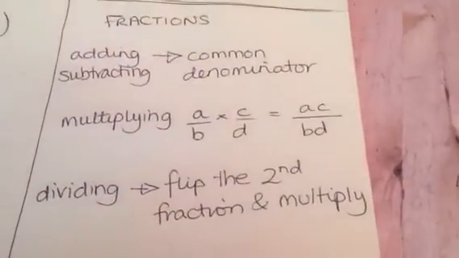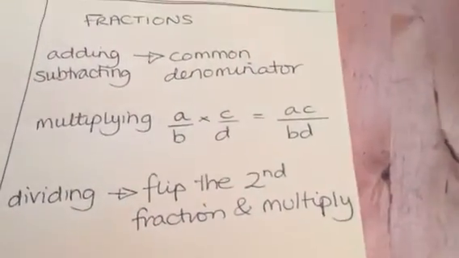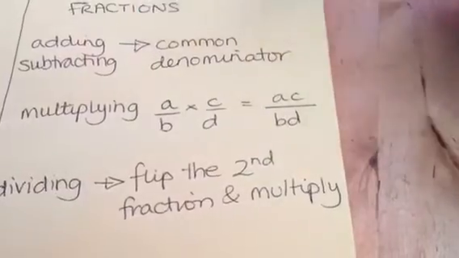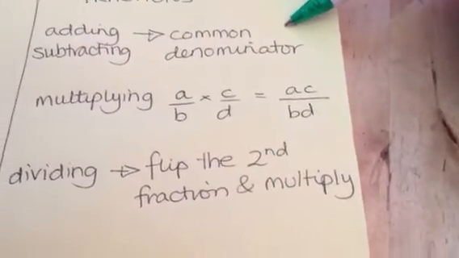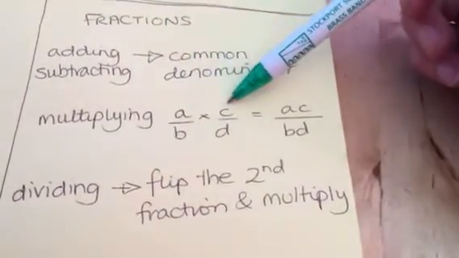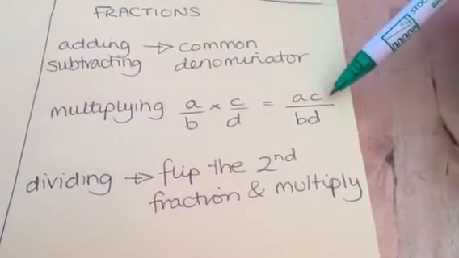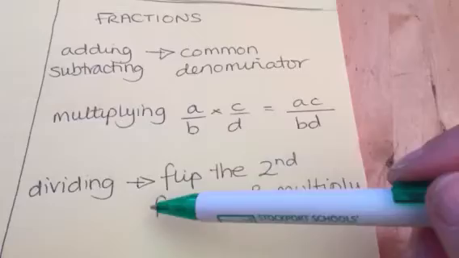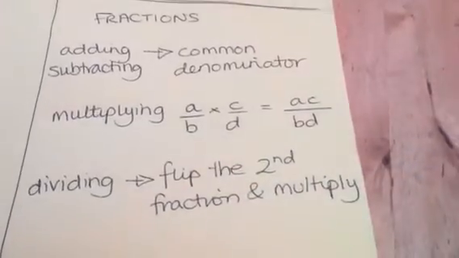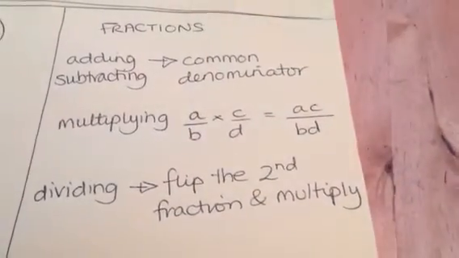Fractions from C1 and C2. If you're adding and subtracting, remember that the key is to get a common denominator. If you're multiplying, you multiply the numerators together, you multiply the denominators together. And if you're dividing, you need to flip the second fraction over and multiply. Make sure you remember those.